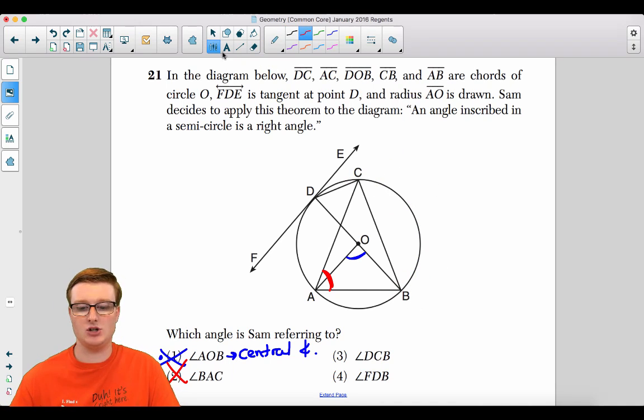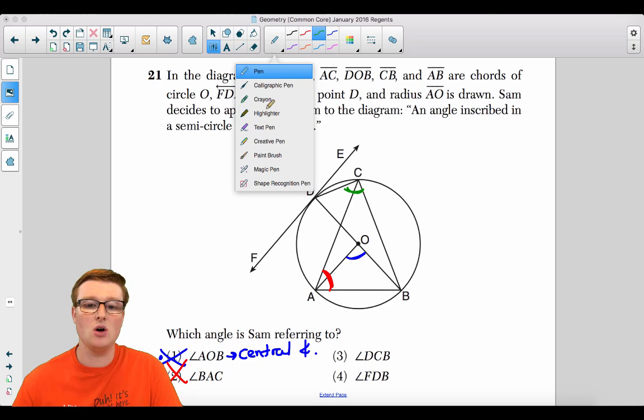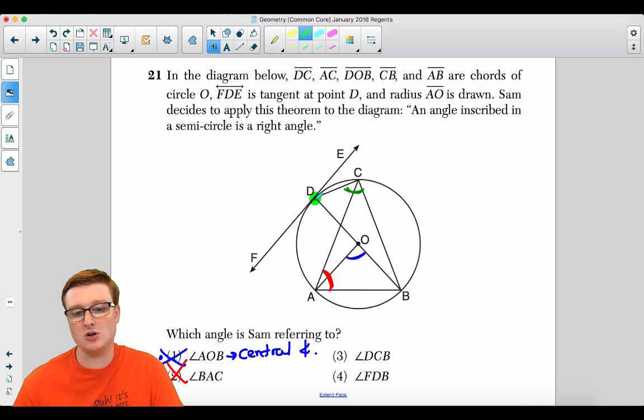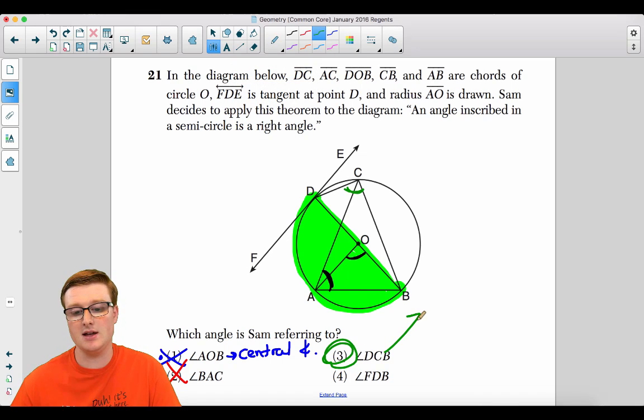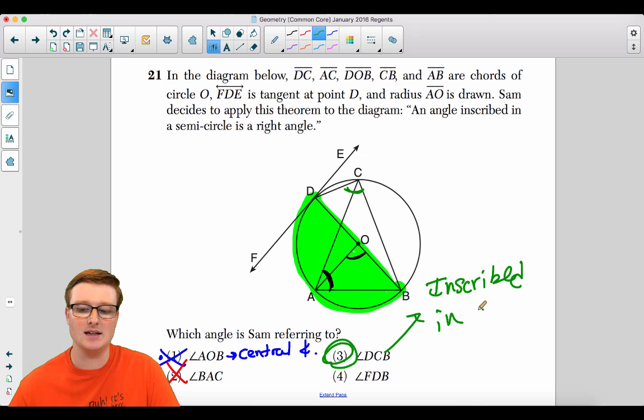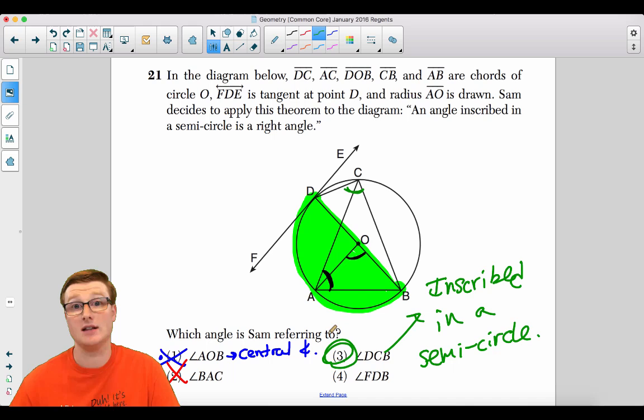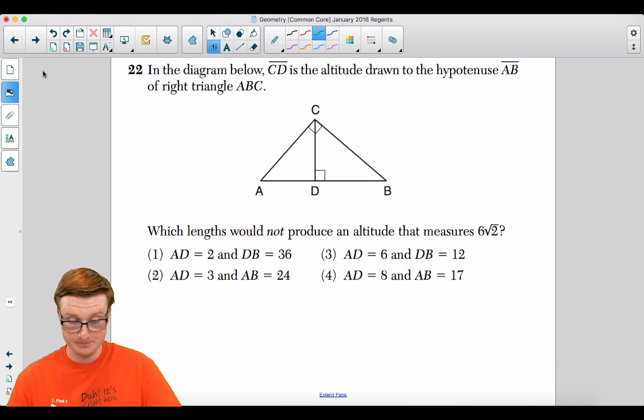Choice 3 says the measure of angle DCB. Well, DCB is right here. Well, that's an inscribed angle, so that's good. So is that intersecting a semicircle? Well, it starts over here and it wraps around to B. And as you can see, nice. This is a semicircle, so therefore that is your answer, choice 3, because it is inscribed in a semicircle. Awesome. That's choice 3.